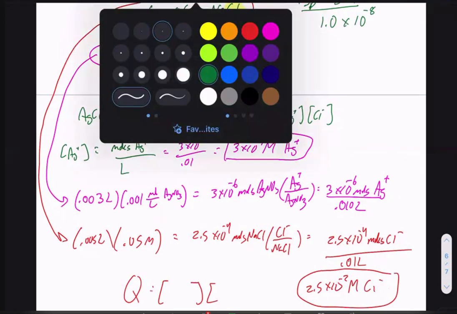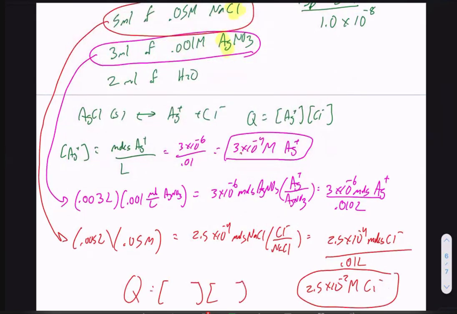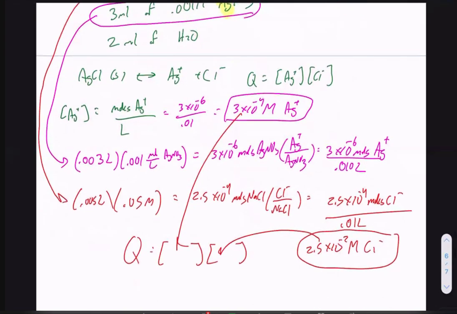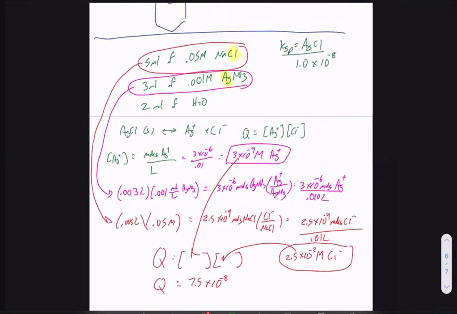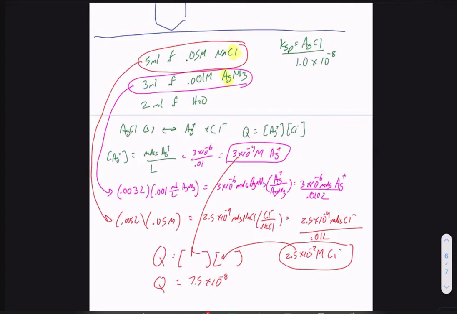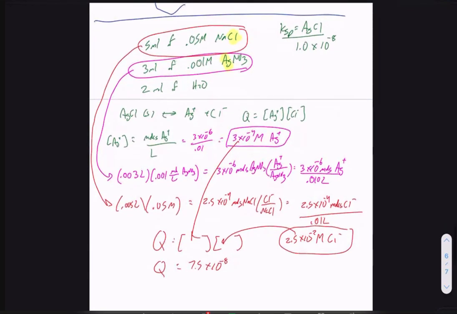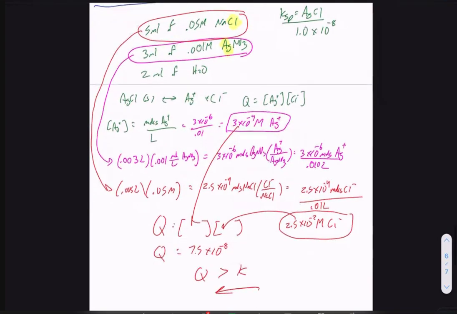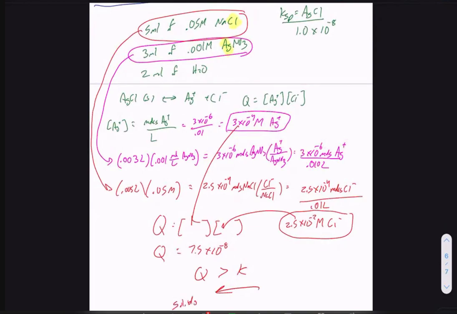So the last thing we would do is we would go ahead and substitute these in. So the value of Q then is 7.5 times 10 to the minus 8. How does Q compare to KSP, to my fictional KSP? It's greater. So will we see precipitate? Yes, we will, because when Q is greater than K, the reaction goes backwards, and that backwards means solids. Thank you. All right.